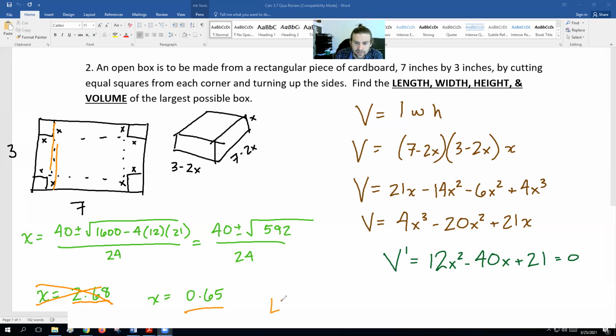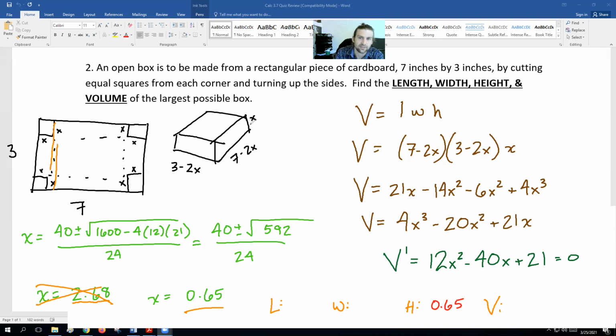So let's talk about what's the length, what's the width, what's the height, and then what's the maximum volume. So we got to start plugging these in here, making sure we know. The height is easy. The height is x. So we'd say the height is 0.65. No, I mean, actually, it's like 0.6528729112, but we get close enough here.